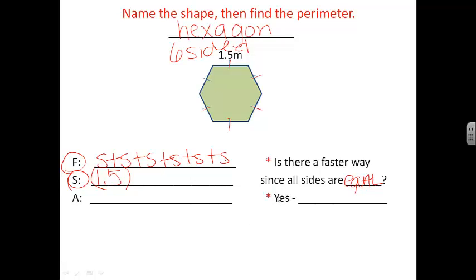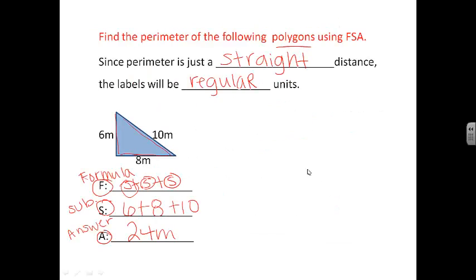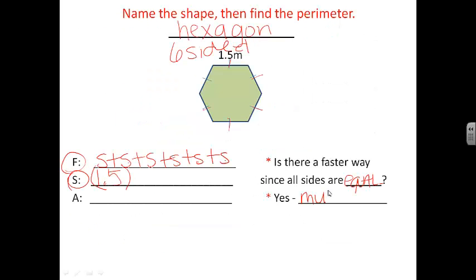Okay? Why can't we just multiply? Multiply by what? Oops, oh my goodness, sorry. Multiply by what? What do you think? If we have 6 sides and we know each side is 1.5, what are we going to multiply by? Very good, I knew you knew. Okay, 1.5 times 6. Okay, and then of course I hope you know how to multiply decimals by now.